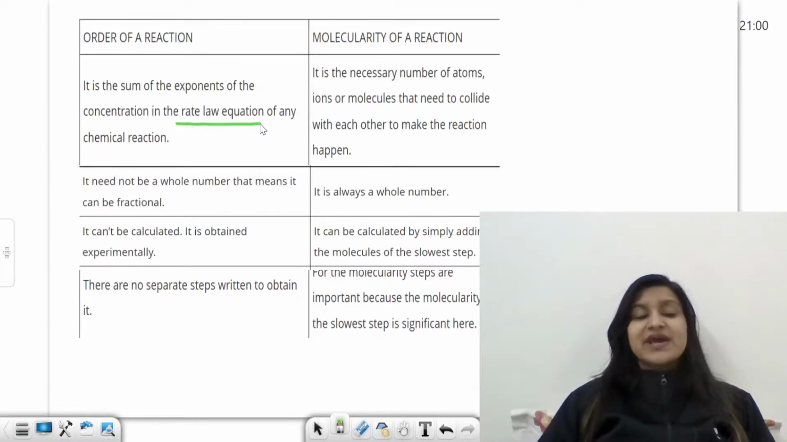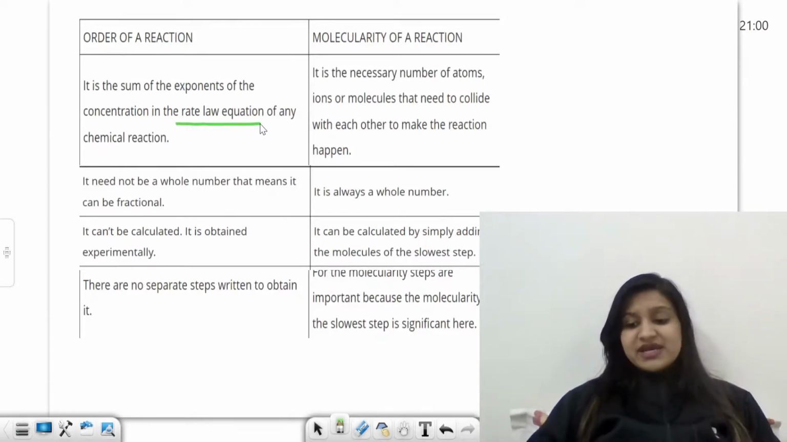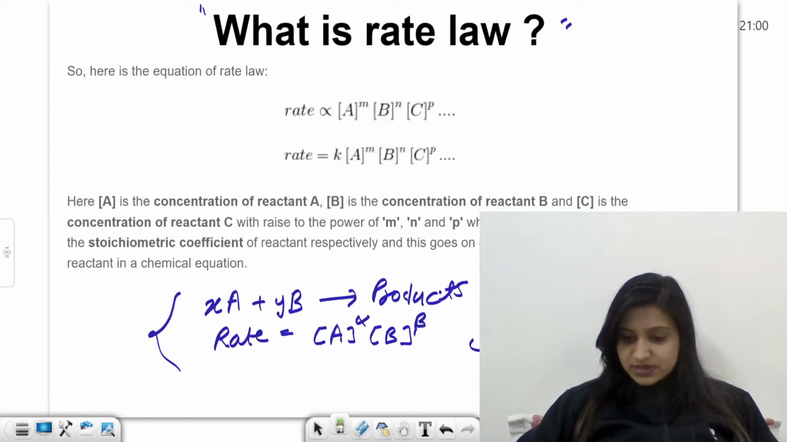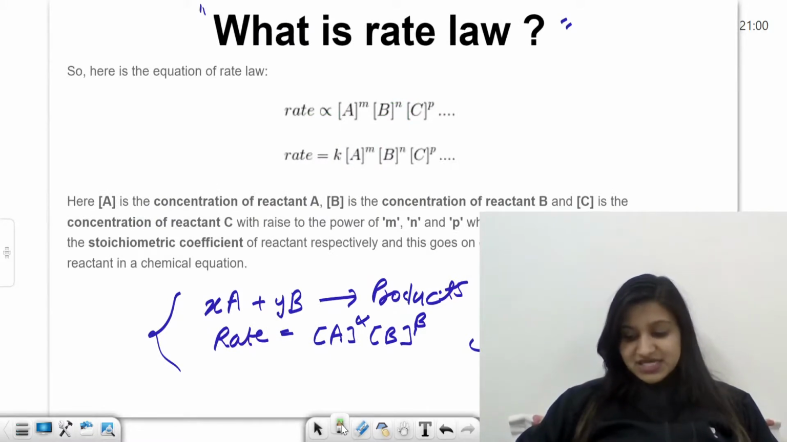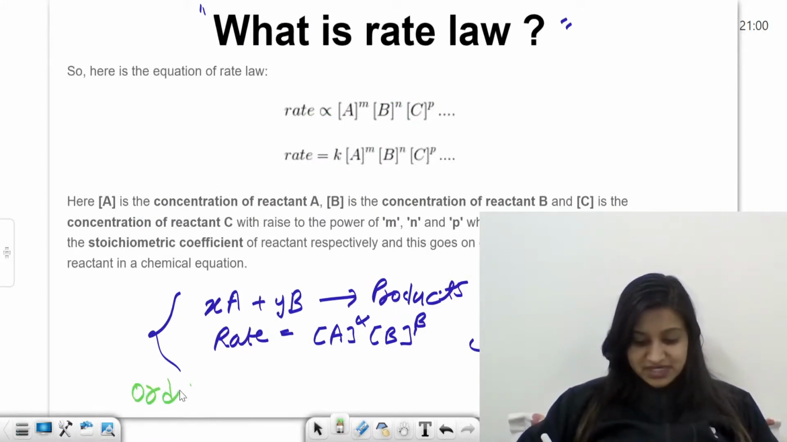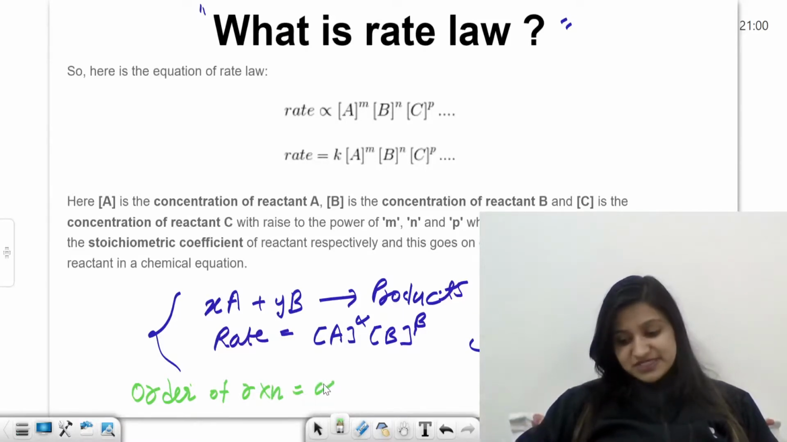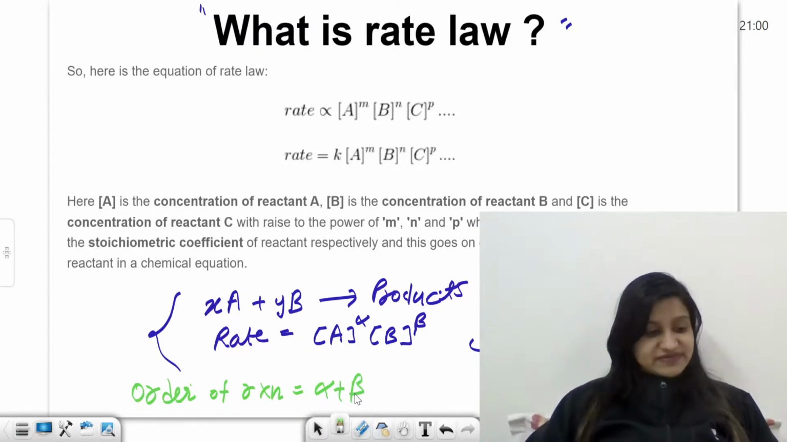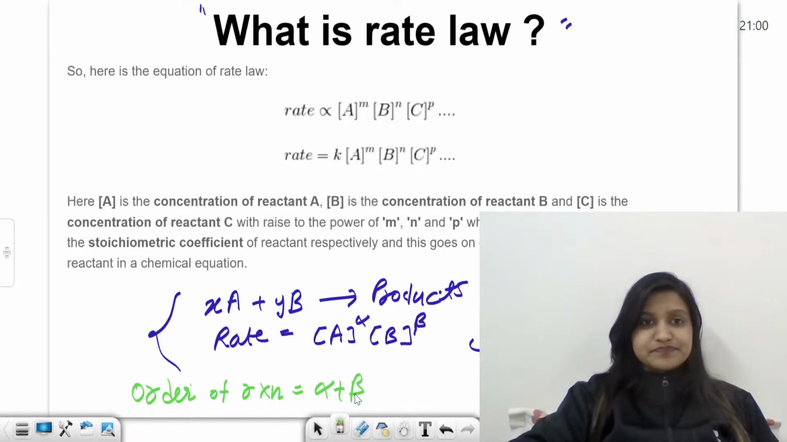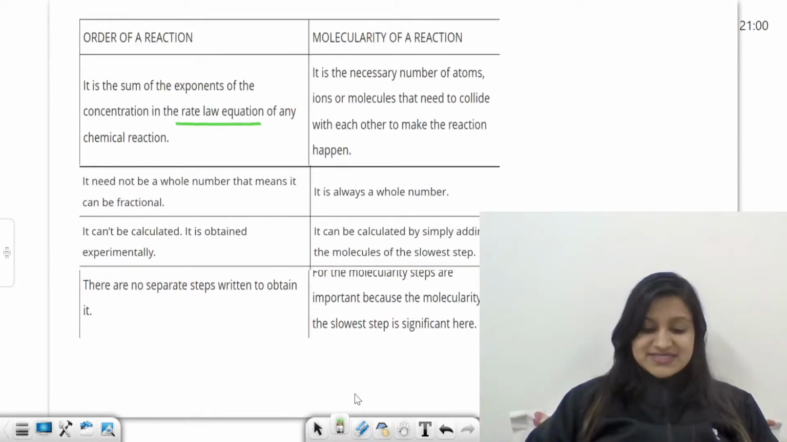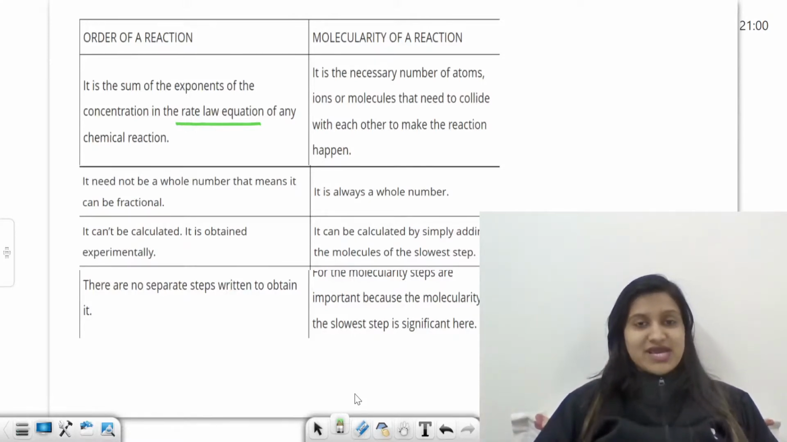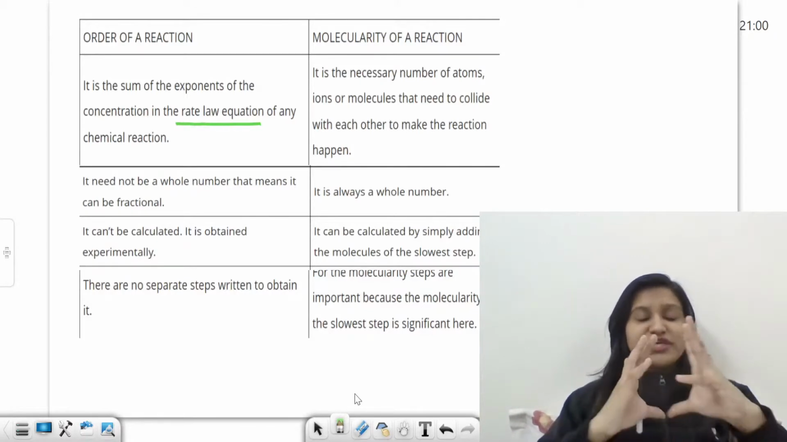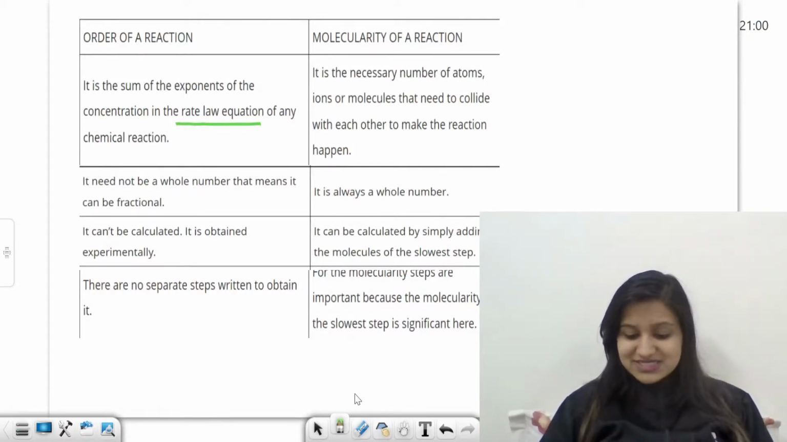So it is the sum of exponents of the concentration in the rate law equation of any chemical reaction. That is what you mean by order of reaction. In this particular example, the order of the reaction is equal to alpha plus beta. It is the sum of the exponents of the concentration in the rate law equation. I hope this is clear to you.